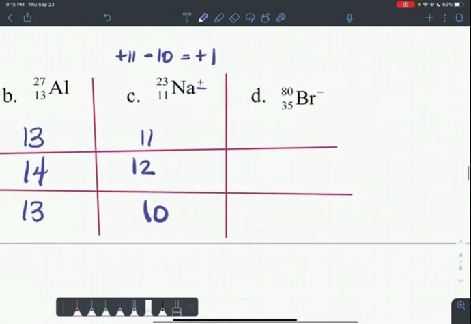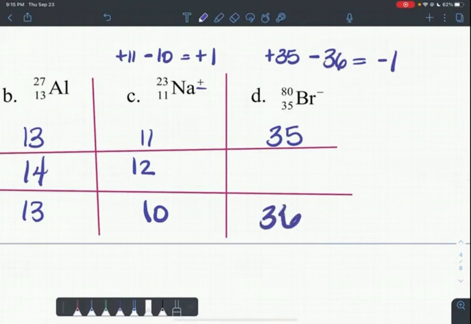And that one's good. Okay, oh, bromine's charged. So we have 35 protons, so we have 35 positive charges. We have some number of negative charges, and we get a -1, which means that we must have 36 negative charges. So 36 electrons. So 80 minus 35 gives you 45.